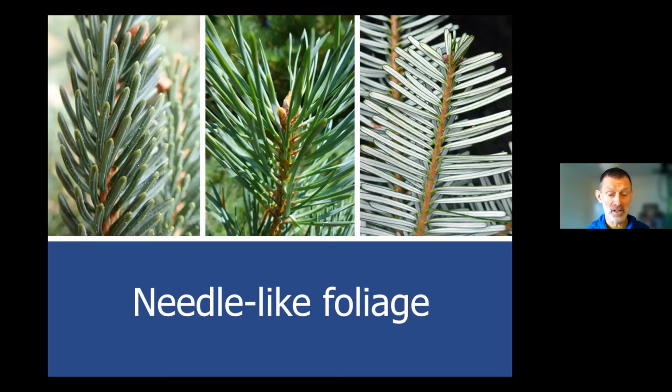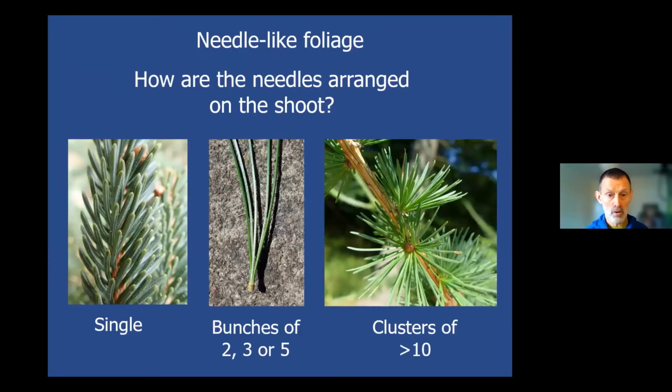Now, for me, I would say the first thing you need to do is look at how those needles are arranged on the shoot. So we've established we've got needle-like foliage. How are they arranged on the shoot? So are they attached to the shoot or the twig singly? So is it just one needle coming out of an individual point on the shoot or the stem? Or are they in bunches of either 2, 3, or 5 that fall from the tree as a unit?